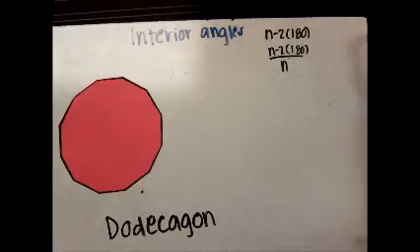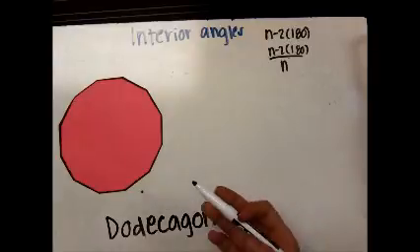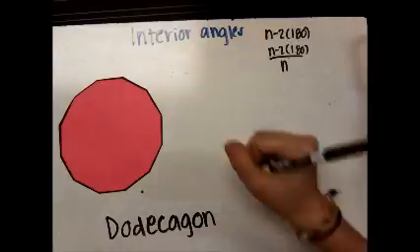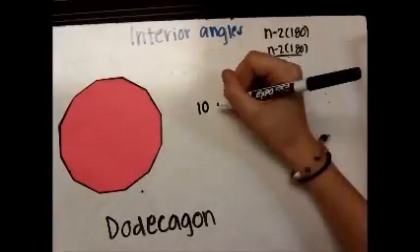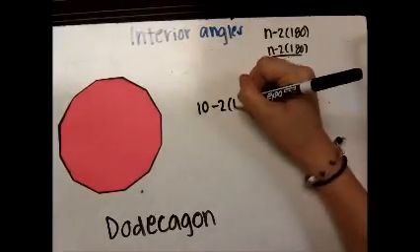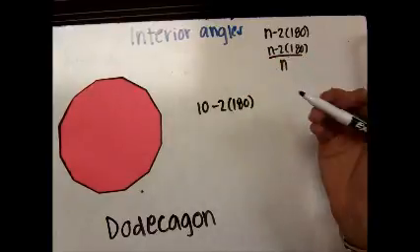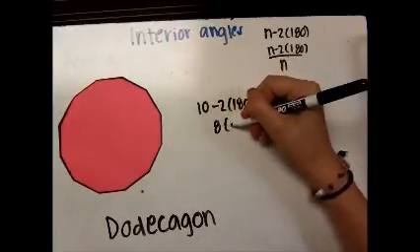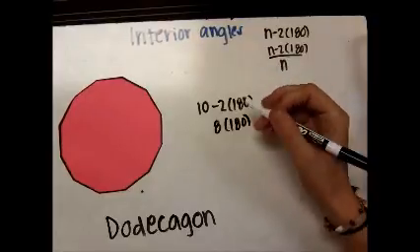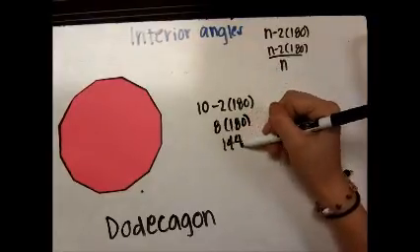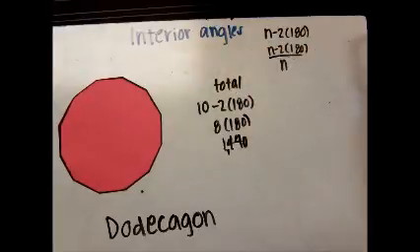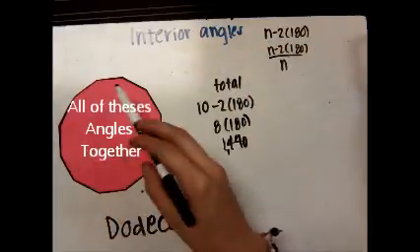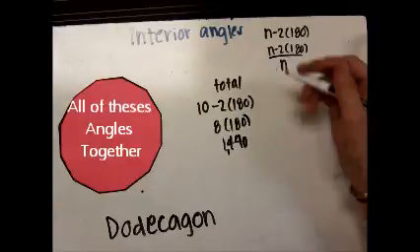Here is the practice problem that I'm going to do with you. This is a decagon. A decagon has 10 sides. N stands for the number of sides, so you put 10 there, subtract 2, and multiply by 180. 10 minus 2 is 8, and when you multiply by 180, you get 1,440. This is the total degrees for all of these together.